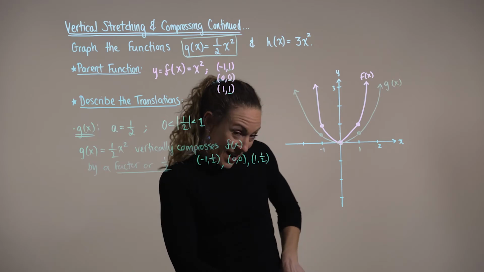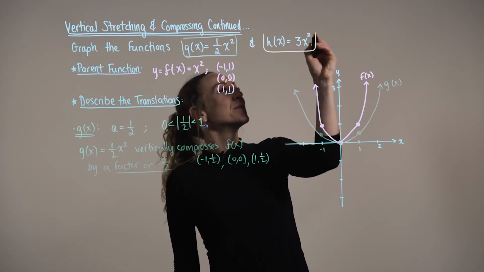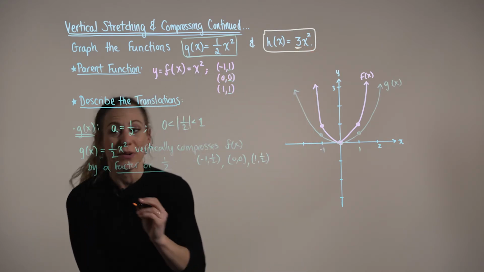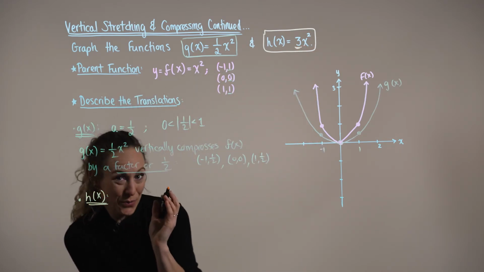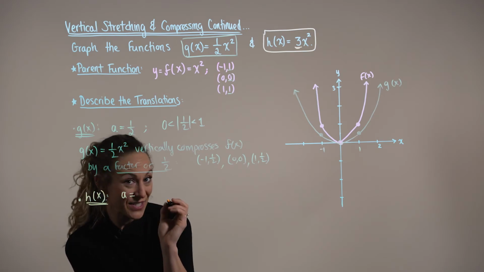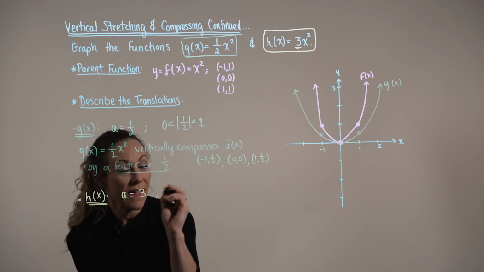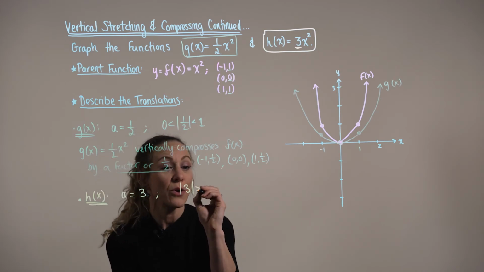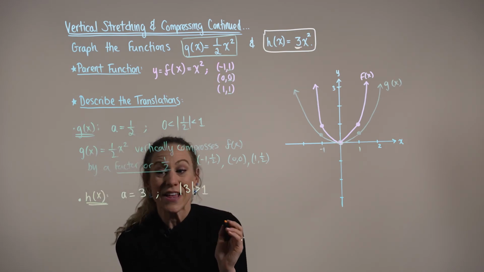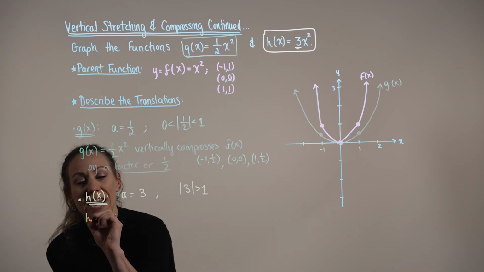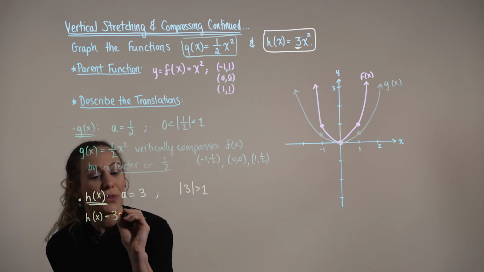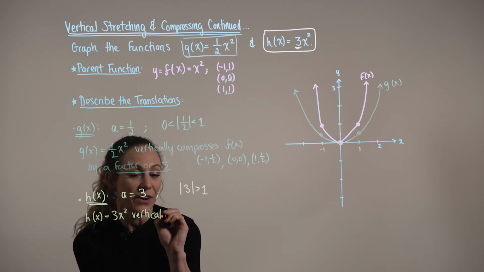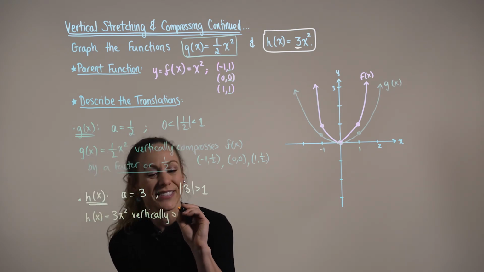Now what about our next function, h of x? Looking at h of x, we can see we have a constant 3. So with this, we can say that a in this case is equal to positive 3. And since we know that the absolute value of 3 is greater than 1, this is telling us that our function h of x, which is equal to 3 times x squared, vertically stretches the graph of the parent function by a factor of 3.